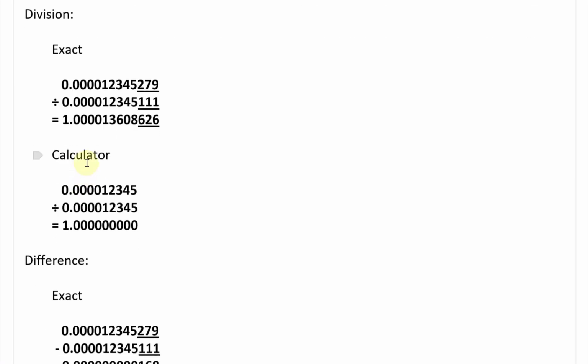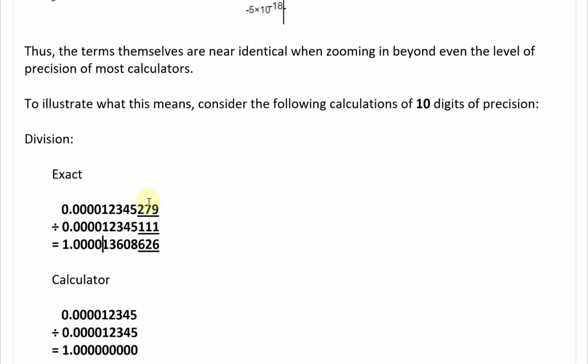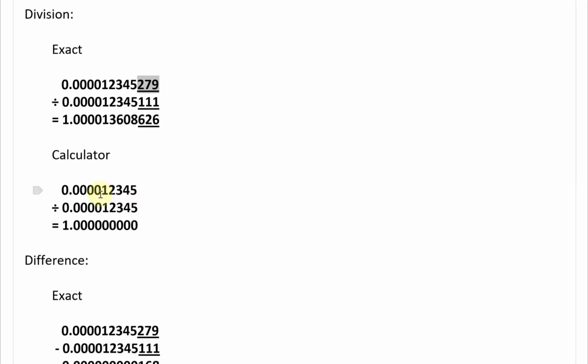And then if you do the calculation with 10 digits of precision, these are cut out. The 279 and 111 are cut out. So we get 0.0001234 divided by, we get 1. So we get 1, which is still close to this answer. Yes, it's still very close, 1 and 1.0001.